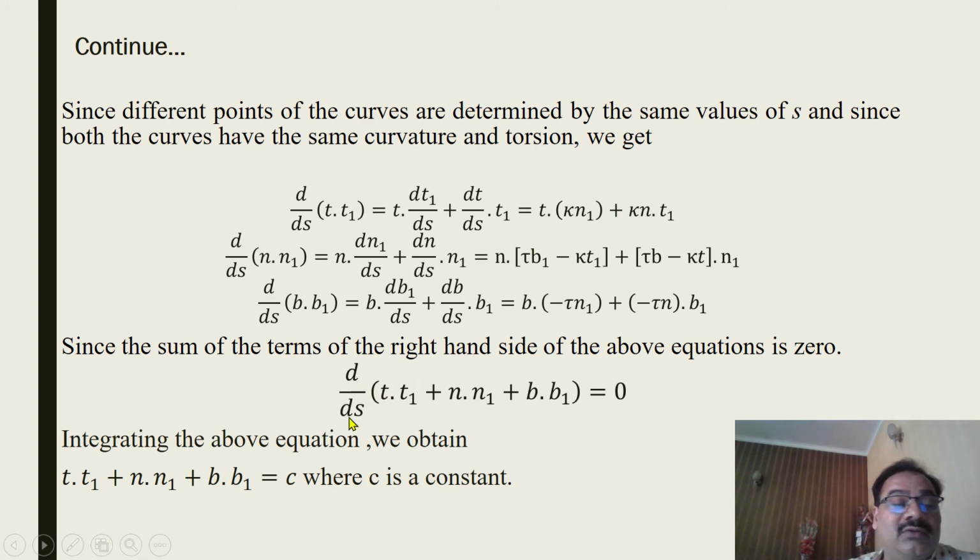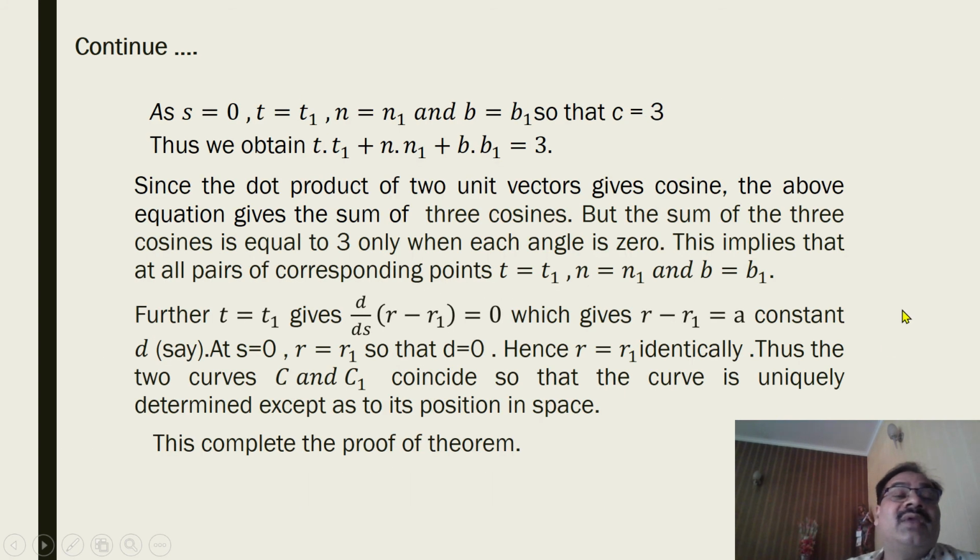Since the sum of the terms on the right-hand side of the above equation is 0, d/ds (T·T1 + N·N1 + B·B1) = 0. Integrating the above equation, we obtain T·T1 + N·N1 + B·B1 = c, where c is a constant. As s = 0, T = T1, N = N1, and B = B1, so that c is 3. Thus, we obtain T·T1 + N·N1 + B·B1 = 3.